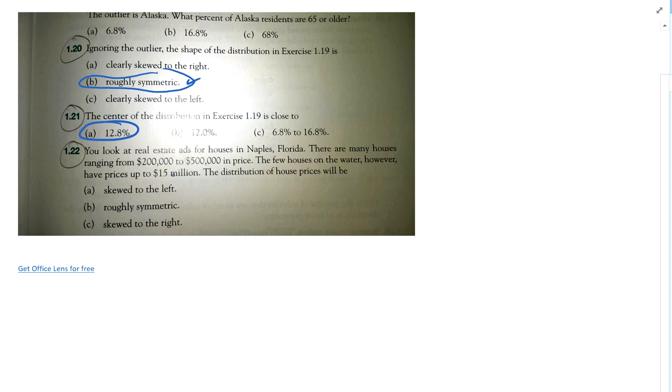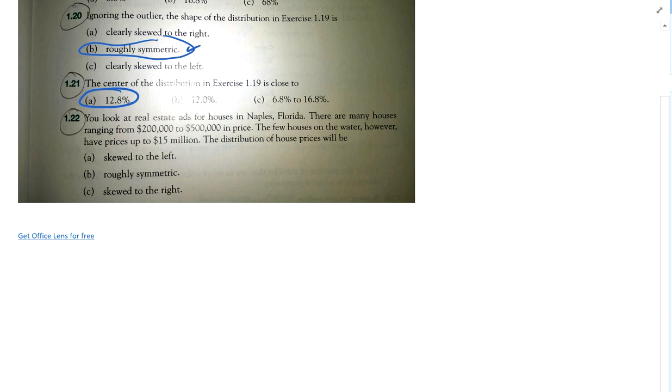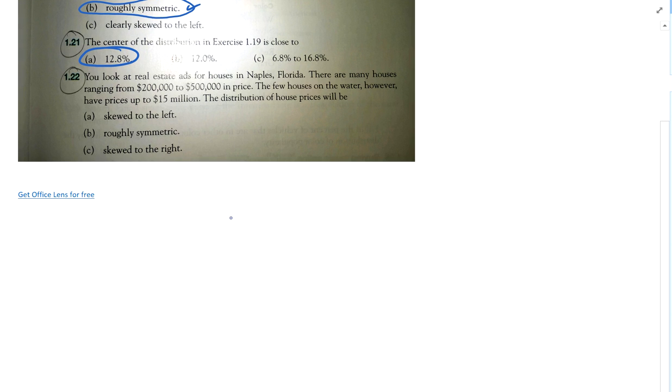And 22, if you look at real estate ads for houses in Naples, Florida, there are many houses ranging from $200,000 to $500,000 in price. The few houses on the water, however, have prices up to $15 million. The distribution of house prices will be skewed to the left, roughly symmetric, or skewed to the right. Well, if you look at housing prices, it says many houses from $200,000 to $500,000. This is kind of what you're thinking.